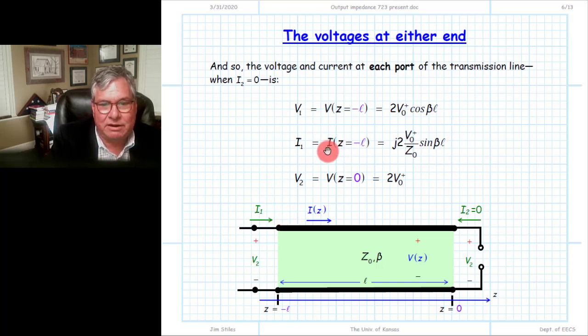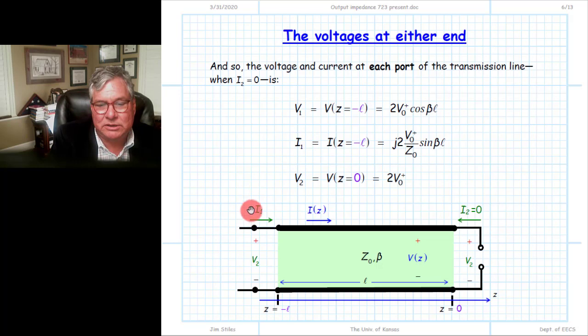V1, the voltage right here, we evaluate at Z equal to minus L. Z equal to 0 is where the open circuit is. Z equal to minus L here is the input. And so the voltage at this location on the transmission line by KVL is equal to V1. Again, that should be V1. And there is the result once we insert minus L.